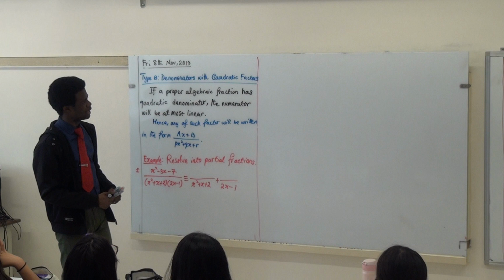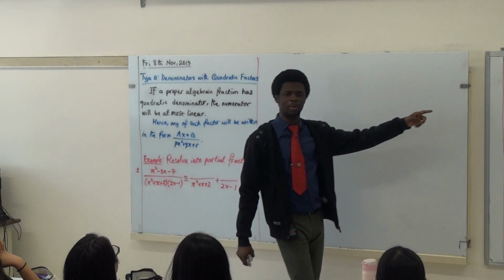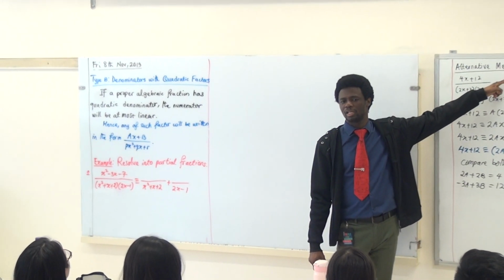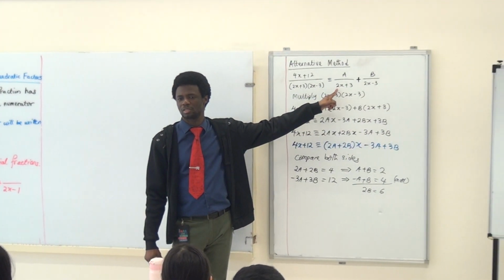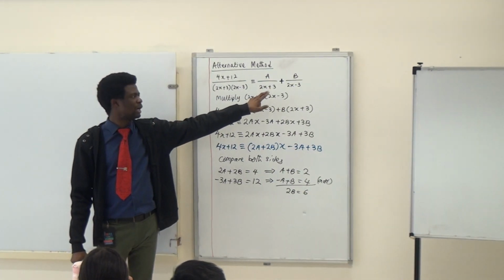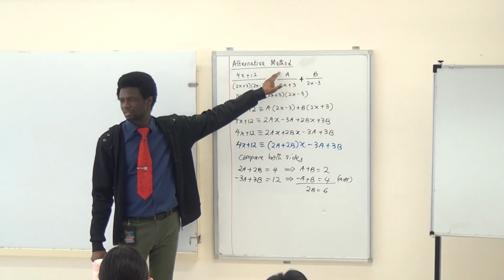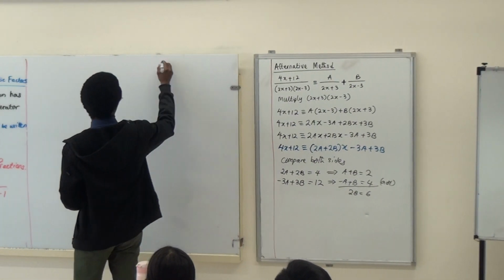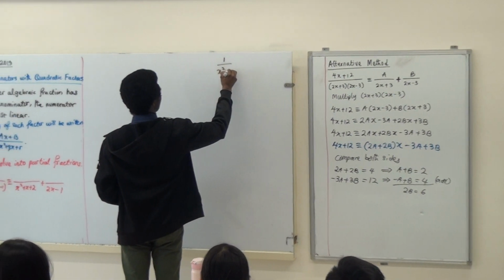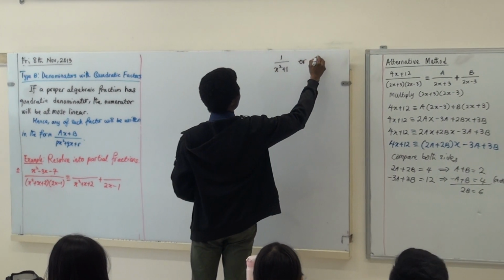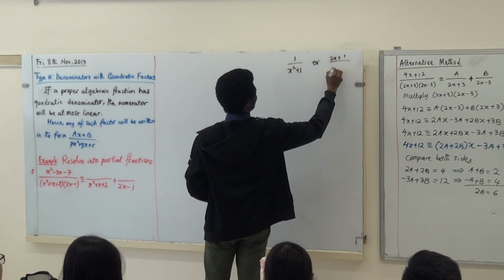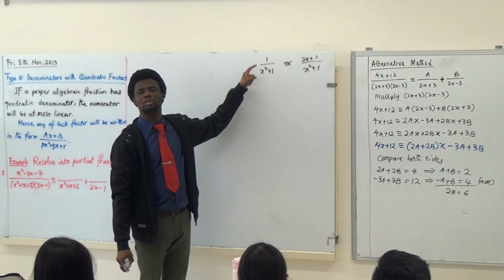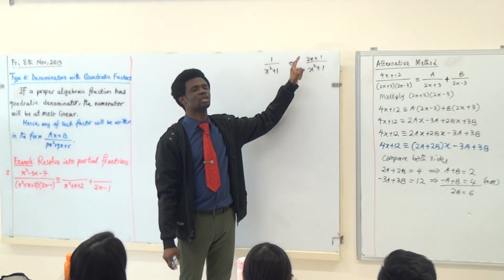When you deal with linear, this will be proper only if the degree you have at the top is lower than the degree at the bottom, isn't it? So that is why when you have a linear, you expect a constant, isn't it? If you have quadratic, this is proper, correct? 1 over x squared plus 1. Similarly, this is also proper, 2x plus 1 divided by x squared plus 1. Am I right? Because here you have degree 2, degree 0. Degree 2, degree 1.